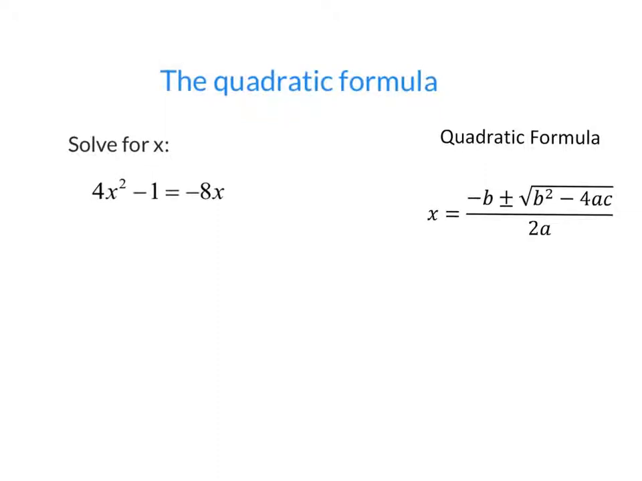Hey everyone, so we do a video on the quadratic formula. You will use the quadratic formula when you have a quadratic. A quadratic is in the form of ax squared plus bx plus c. So meaning the highest power is 2, that's a quadratic.